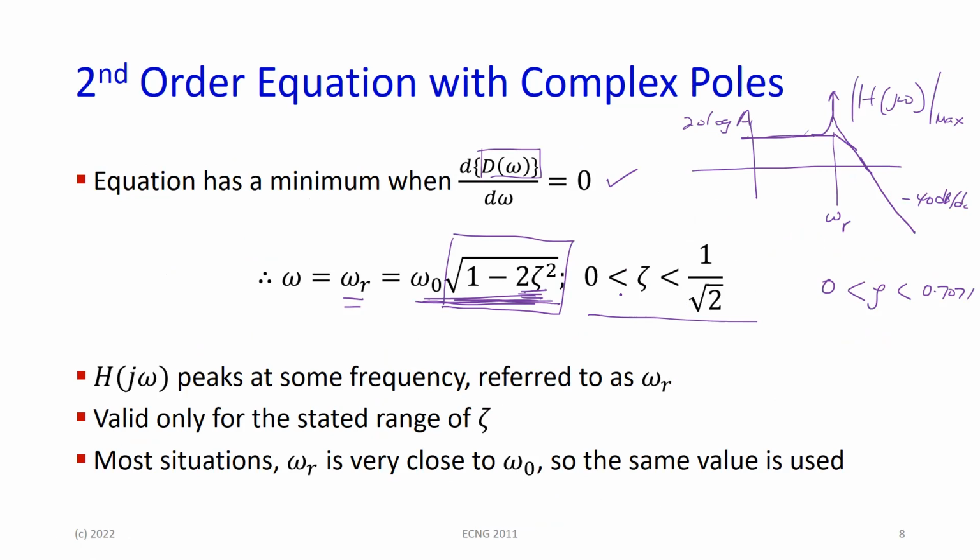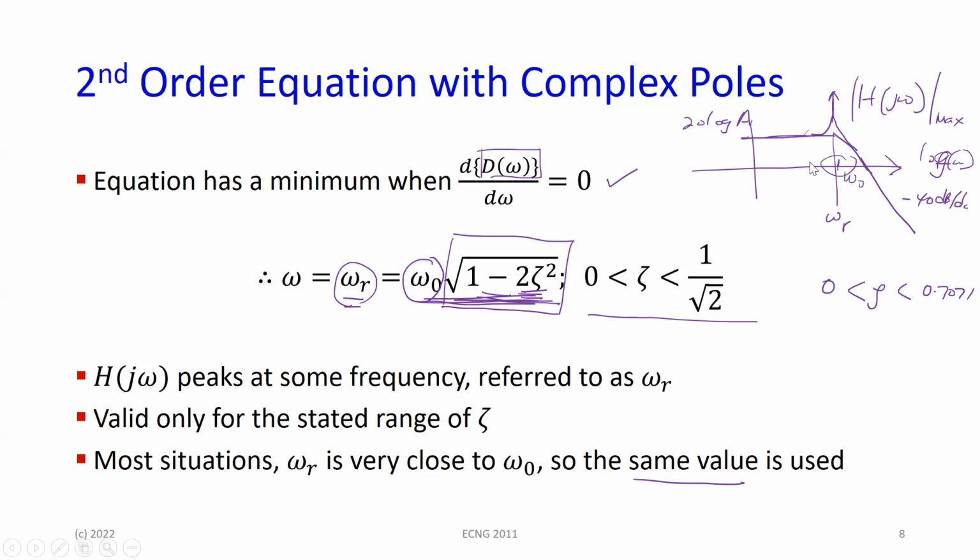But because of the range of zeta, this usually makes omega r fairly close to omega 0, so in many instances the same value is used. If you try to draw this on a log scale, omega r is a little bit less than omega 0. So omega 0 is somewhere maybe right around here. This is really where omega 0 is. But on a log scale, remember this is log omega, it's next to impossible to see that sort of difference.